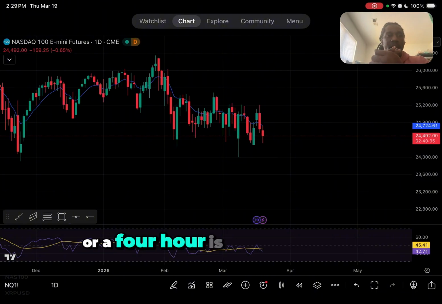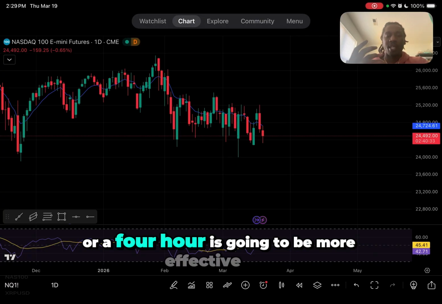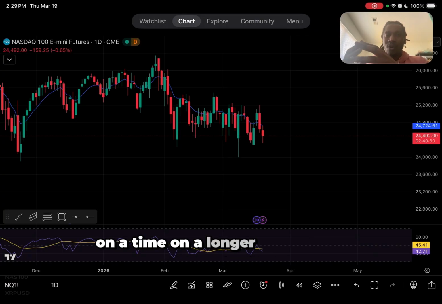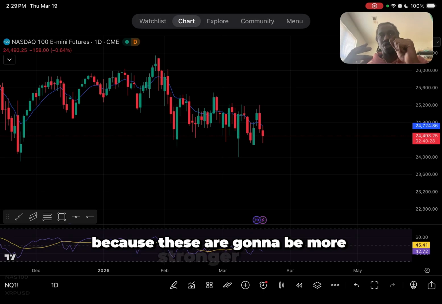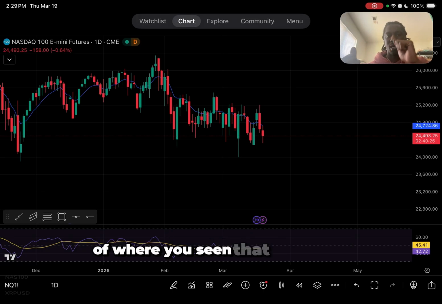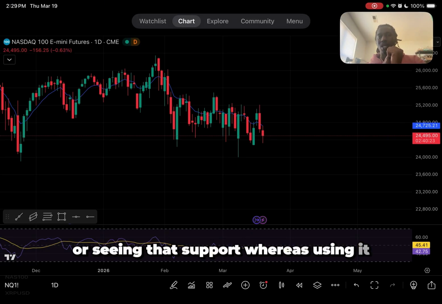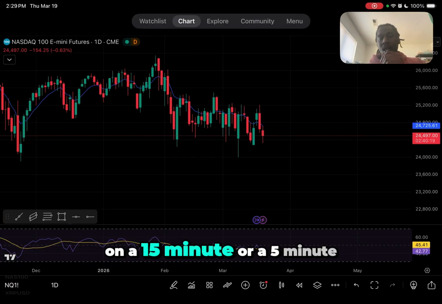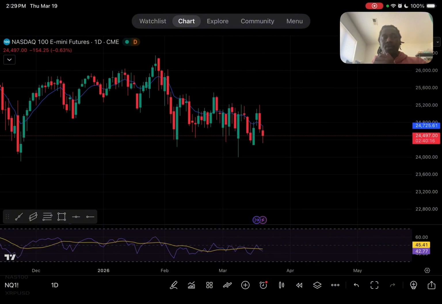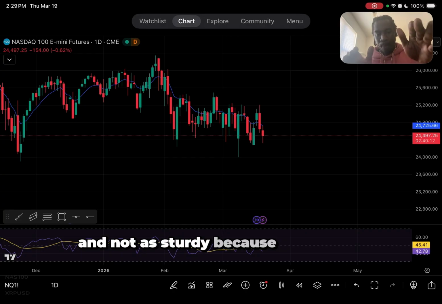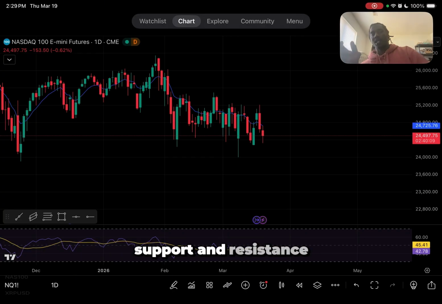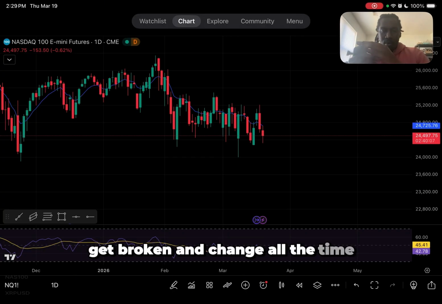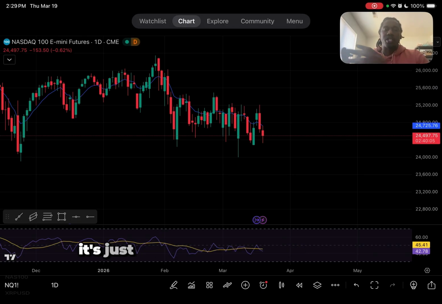First I like to go for my daily, because drawing your support and resistance on a daily or the 4 hour is going to be more effective from a longer time frame standpoint, because these are going to be stronger areas where you're seeing that resistance or that support. Whereas drawing support and resistance on a 15-minute or a 5-minute is more volatile and not as sturdy, because you're going to see 5-minute support and resistance get broken and change all the time. On a daily, on a 4 hour, it's just going to be a stronger structure. So right now we're starting on our daily.